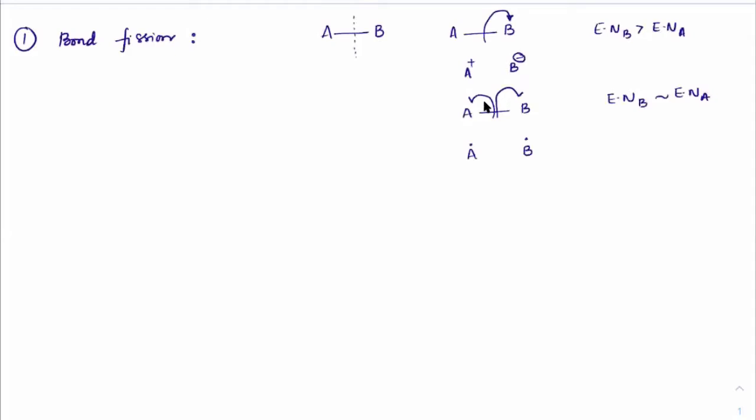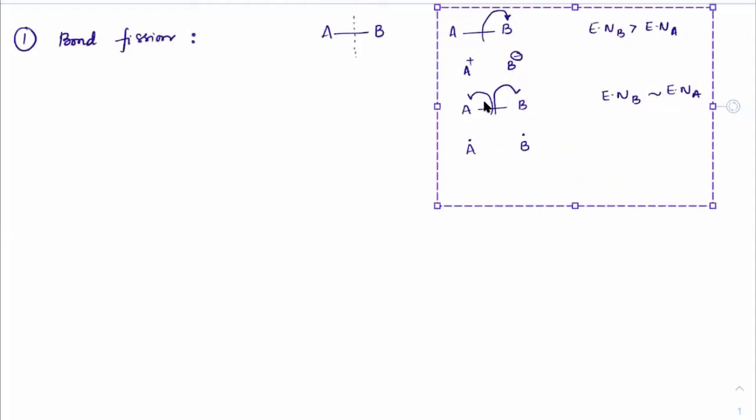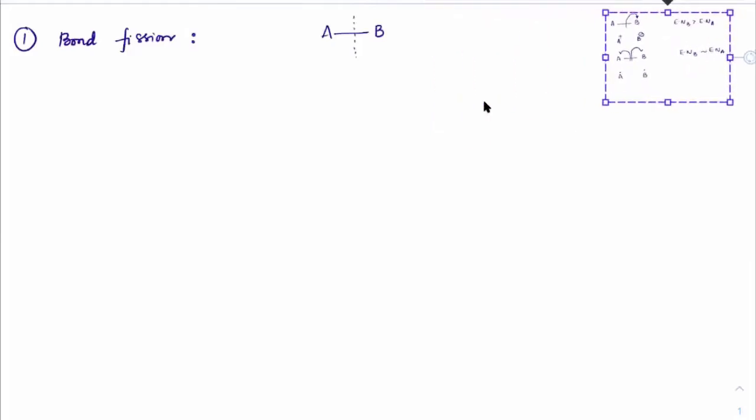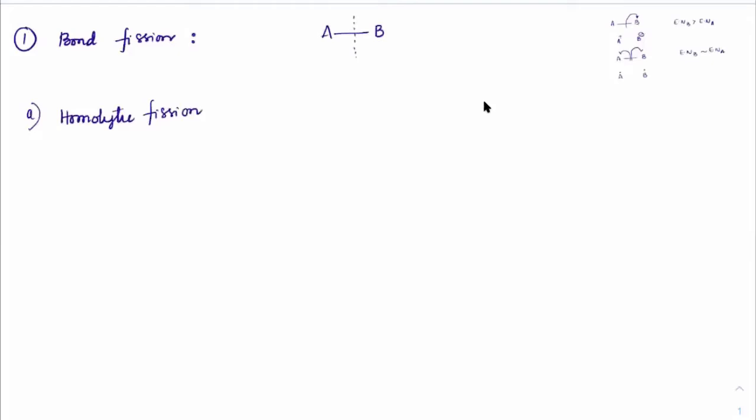Hence, bond fission can be categorized into two forms here. The first form is called homolytic fission. Homolytic fission happens when you have equal fission of covalent bonds.